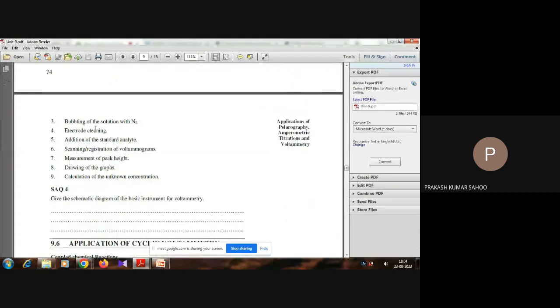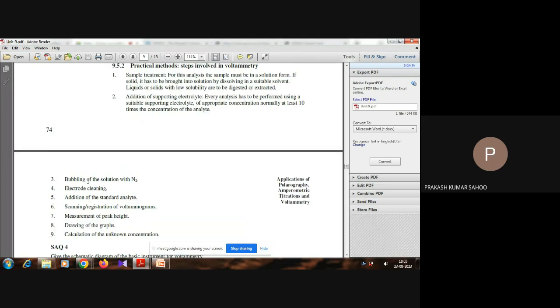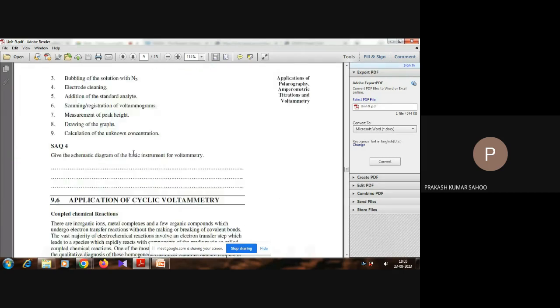Okay. Then we have bubbling for an inert atmosphere. We use nitrogen gas, so nitrogen gas should be bubbled in the solution. Then the cleaning of the electrode happens. Addition of standard analyte. Scanning or registration of the voltammogram. Measurement of peak height, drawing the graph, and calculation of the unknown concentration. So these are the fundamental steps involved in the practical method of voltammetry.